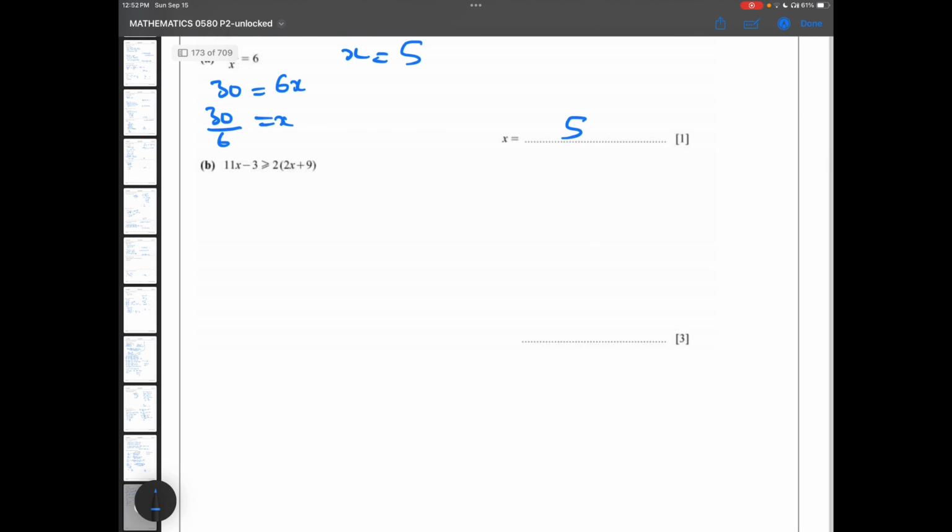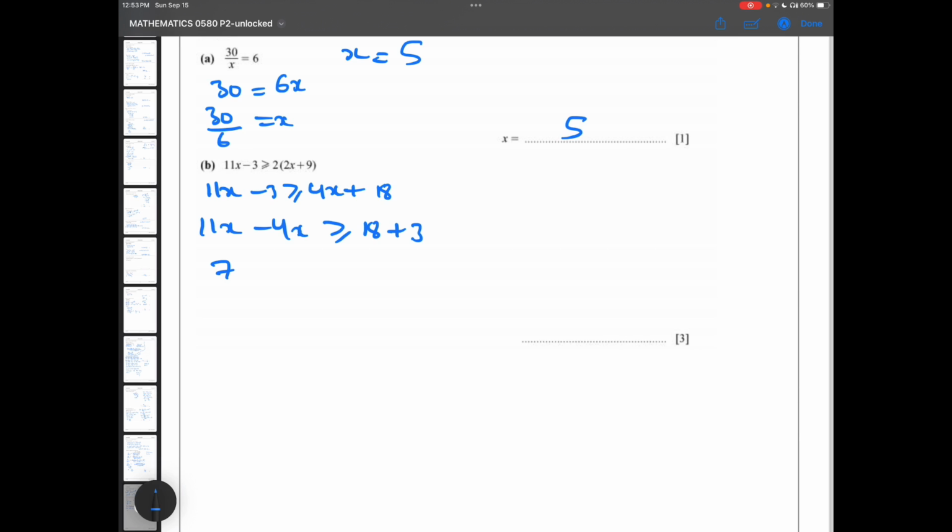In the second question, we have to solve the inequality. First, I'm going to expand this 2 into 2x plus 9. It becomes 4x plus 18. Now, let's move 4x to the left side of the inequality. It becomes negative 4x. And I will move negative 3 to the right side of the inequality. It becomes 18 plus 3.